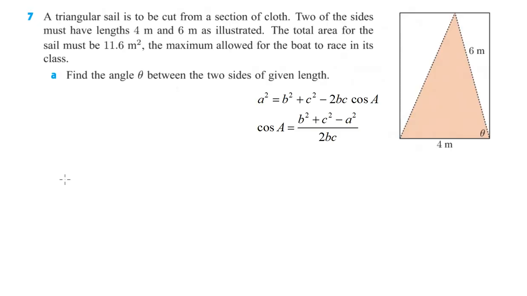Next one, number 7, a triangular sail is to be cut from a section of cloth. Two of the sides must have length 4 and 6 as illustrated. So the bottom's 4 and this one side over here is 6. Total area for the sail has got to be 11.6 square meters, the maximum allowed for the boat to race in its class. Find the angle theta between the two sides of the given length. So we're going to find this angle right here.